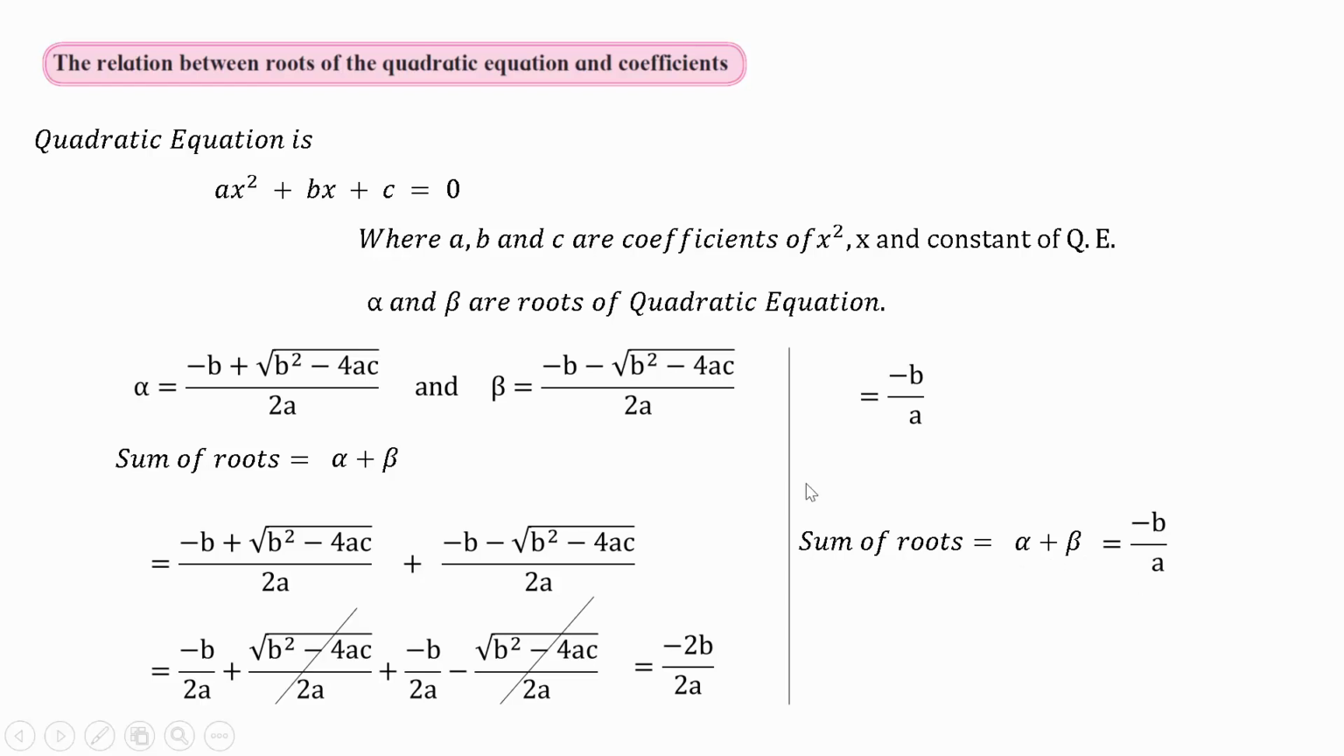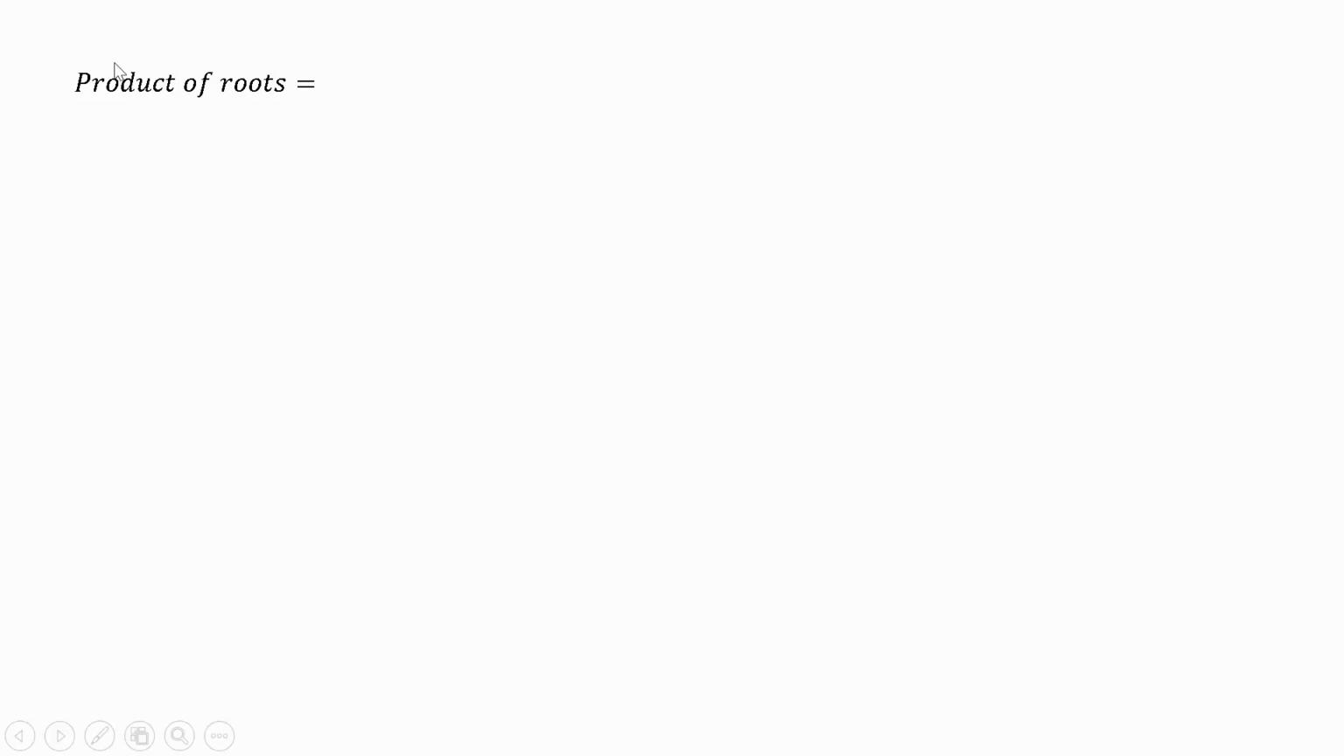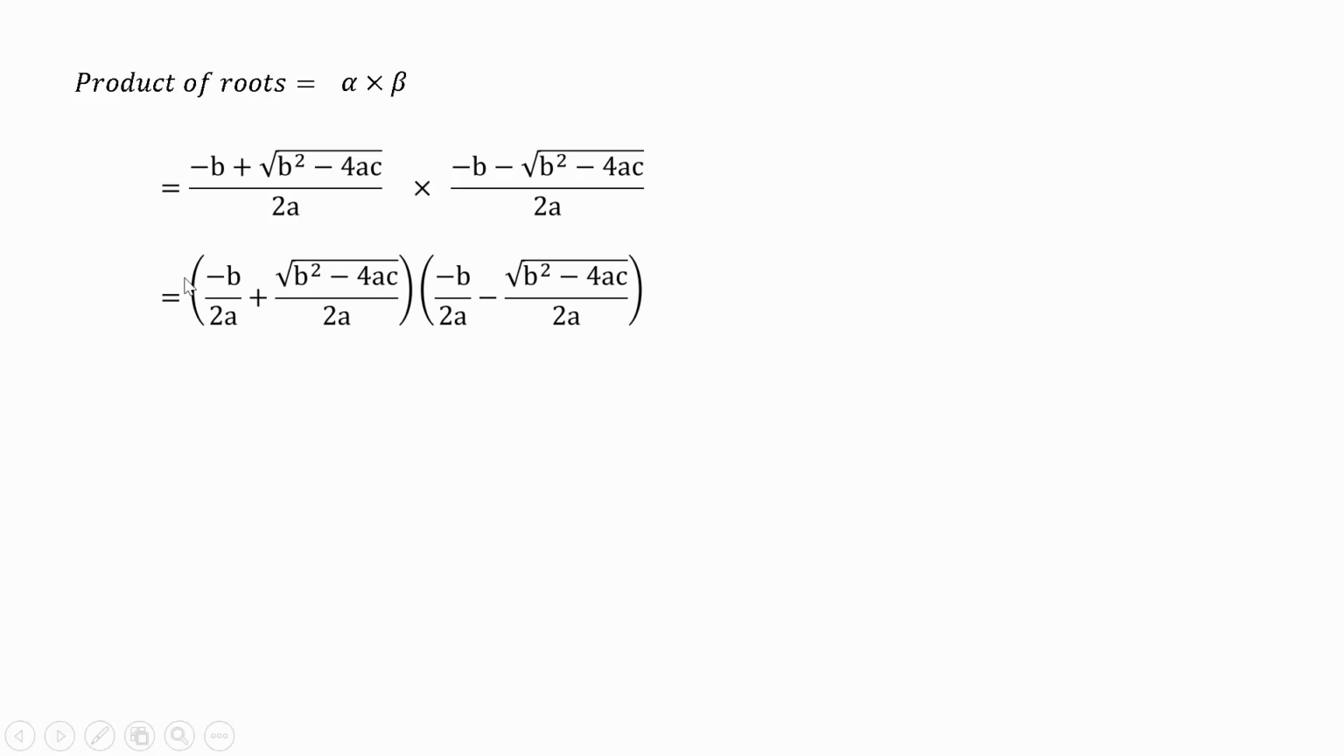Again, we have to find the product of the roots. Here the roots are alpha and beta, so the product is alpha into beta. We put the values of alpha and beta in this equation, and we get minus b plus under root of b square minus 4ac by 2a, into minus b minus under root of b square minus 4ac by 2a. Again simplifying, we rewrite this as minus b by 2a plus under root of b square minus 4ac by 2a, into minus b by 2a minus under root of b square minus 4ac by 2a, here plus and here minus.